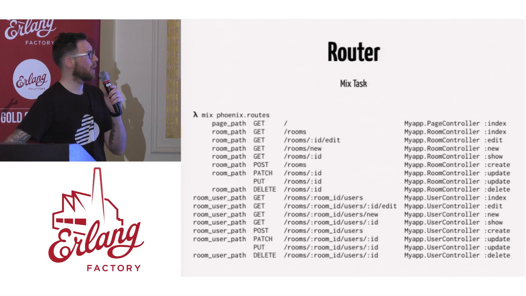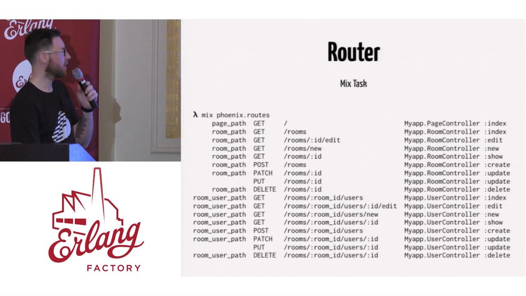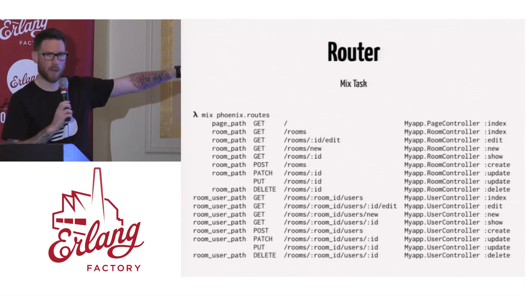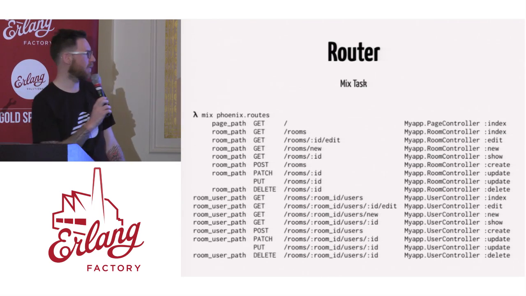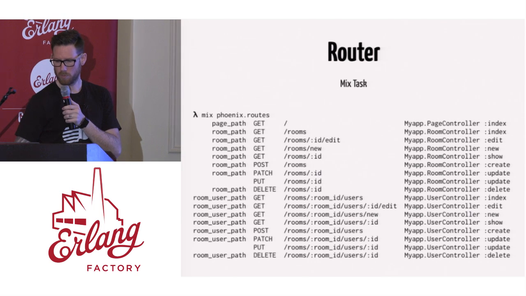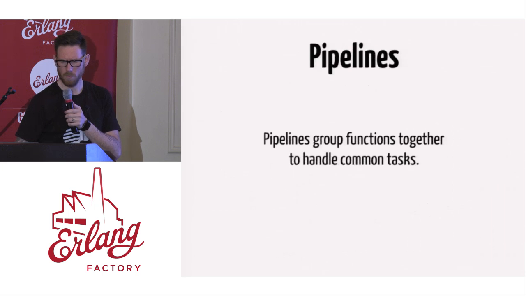We've got some nice mix tasks that you can run. So mix phoenix.routes will then print out and show you all the routes that you have based on your current router config. And it'll show you all the modules and functions it'll send to.